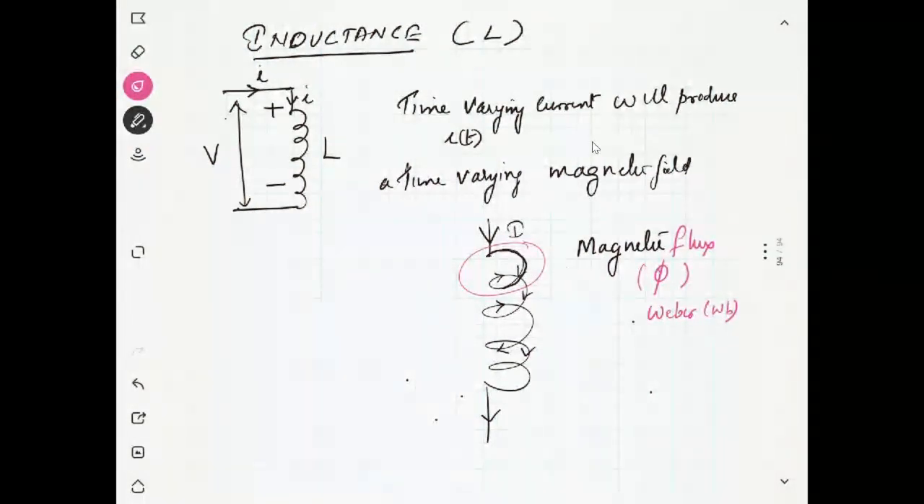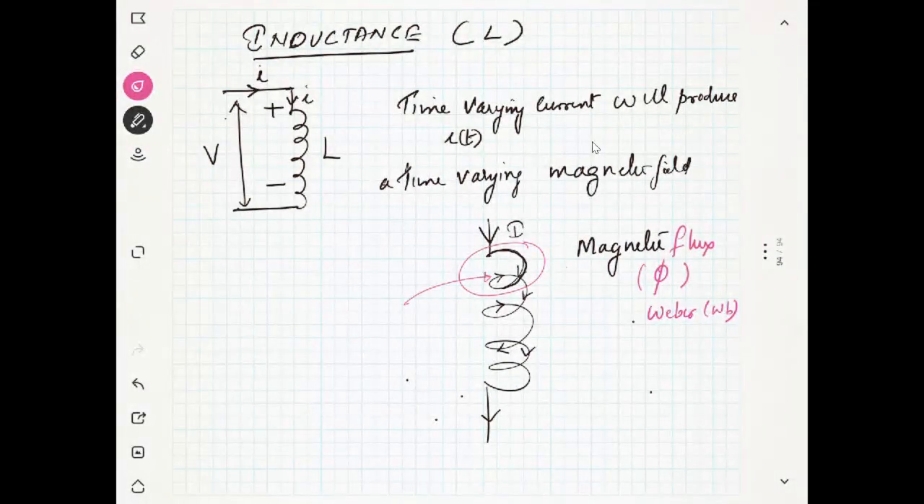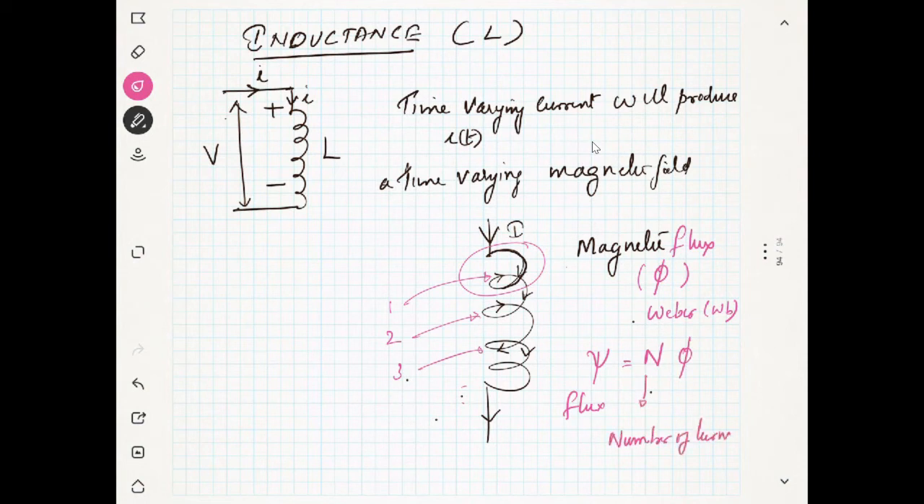If there are n coils, this is the first coil, this is the second coil, this is the third coil, like this. If there are n coils, then the total flux will be n into phi. N is the number of turns.